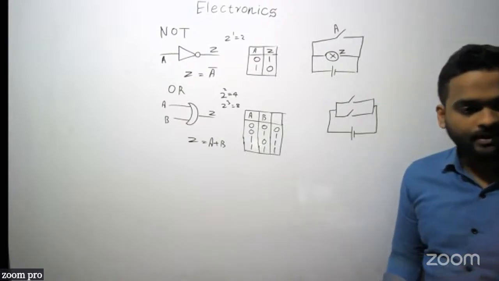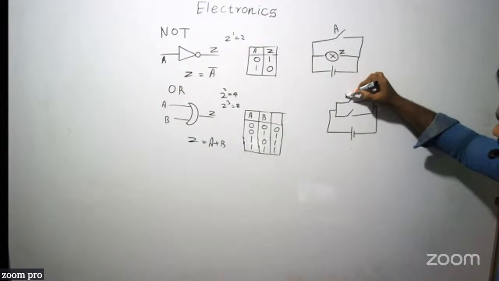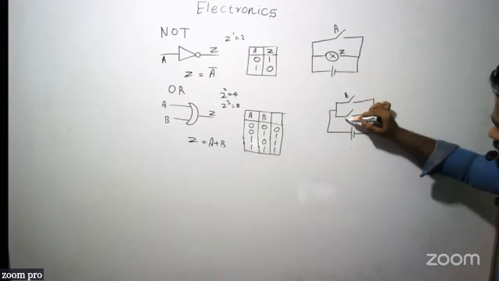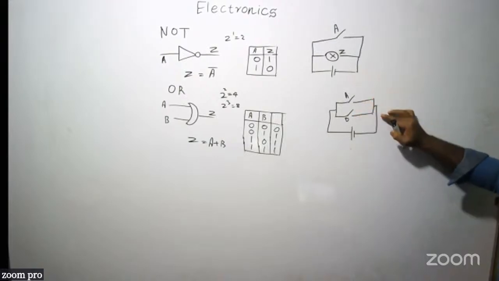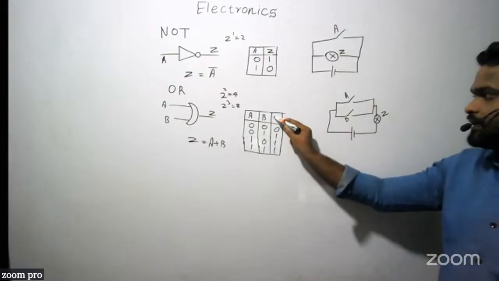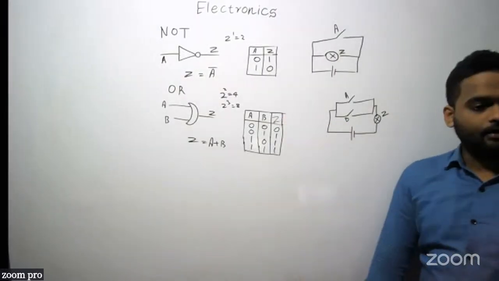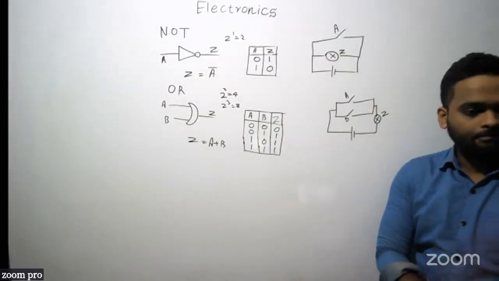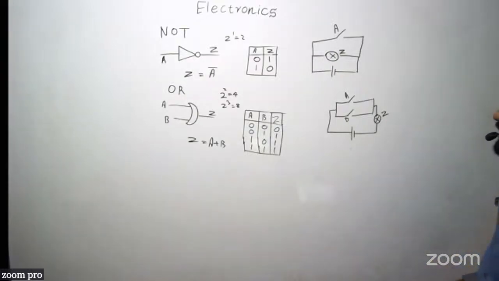Equivalent to this, right? So let's say A input is here, B input is here. Then you have a bulb here. The bulb gives us the output. Okay? So think what happens.